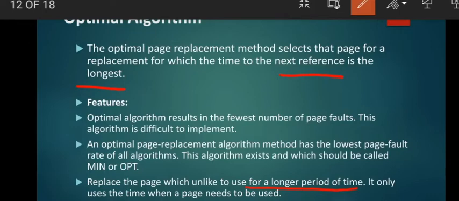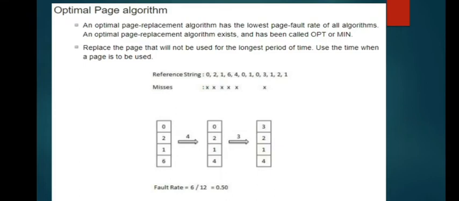So, it only uses the time the page needs to be used. So, the next pages will be used for the optimal algorithm. So, we will have an example. This is an example of the optimal replacement algorithm, which has the lowest page fault rate of all algorithms.